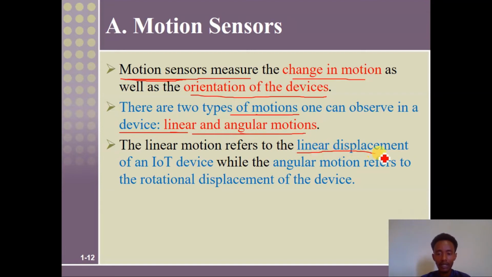Linear displacement for an IoT device, while others are angular motion, which refers to rotational displacement of the devices. Is it clear, guys?